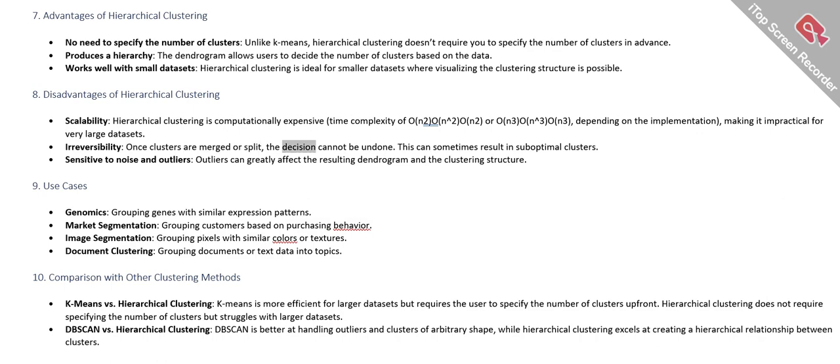Irreversibility. Once clusters are merged or split, the decision cannot be undone. This can sometimes result in suboptimal clusters. Sensitive to noise and outliers. Outliers can greatly affect the resulting dendrogram and the clustering structure.